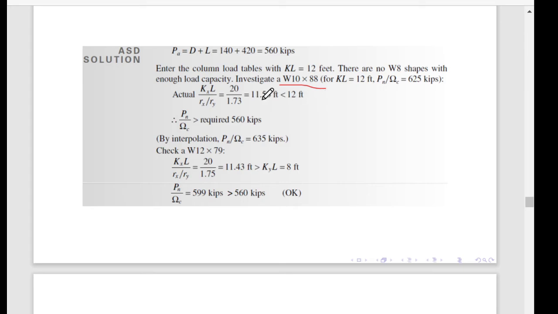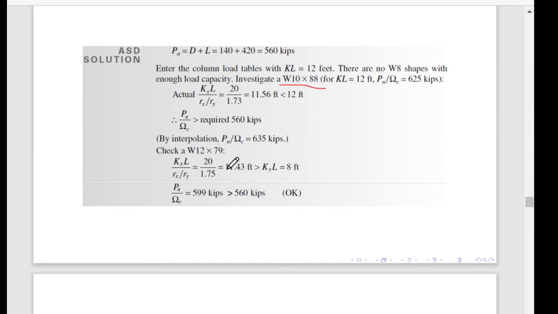So using this actual 11.56, look at the table. Since we don't have the exact value for 11.56, again by interpolation you will get this value, 535 kilopounds, which is greater than 560. So this is okay. This W10 by 88 is okay.